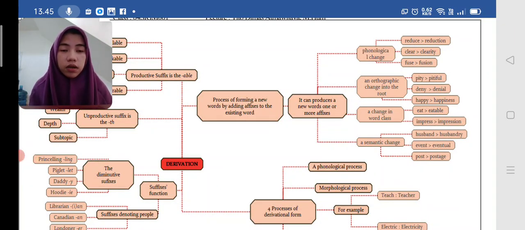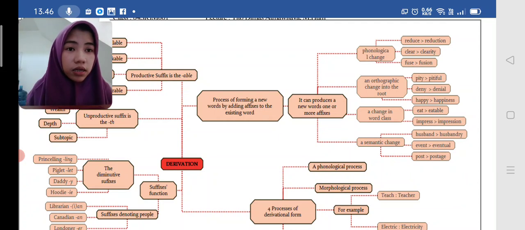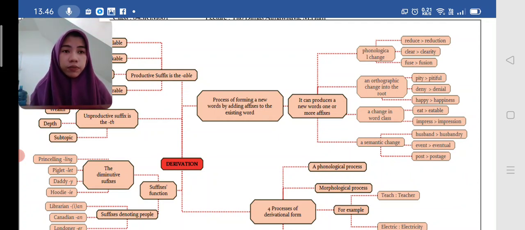I'm from the English department. Now I'm in the 8th semester. So today I'm going to talk about derivation. Derivation is the process of forming a new word by adding affixes to an existing word. A new word can be produced by adding one or more affixes.